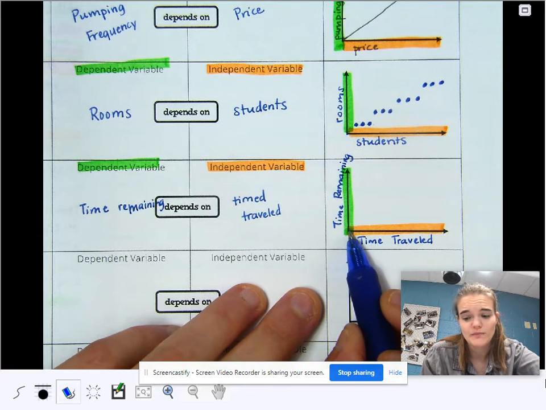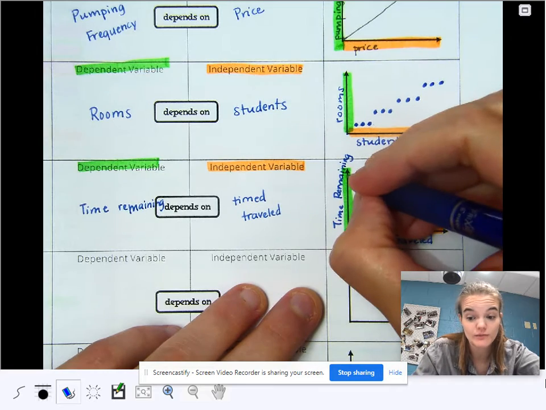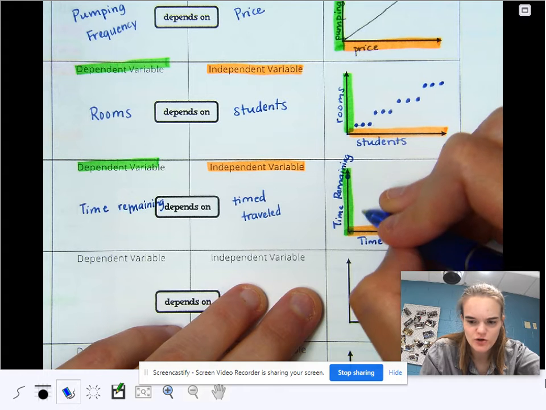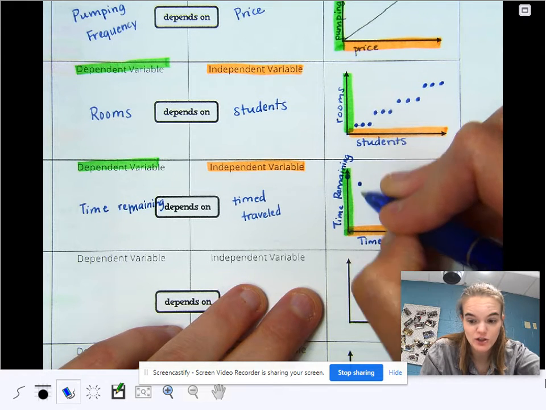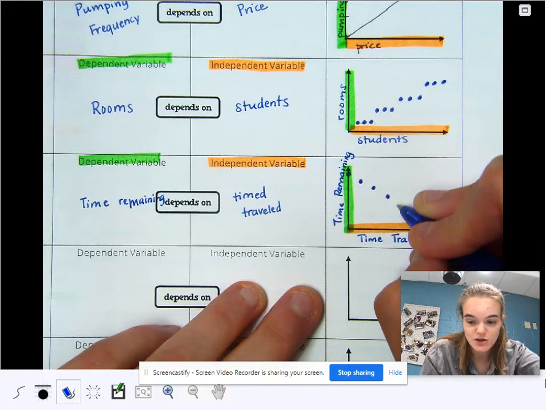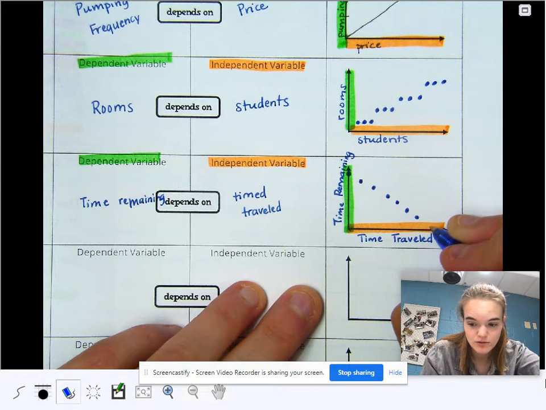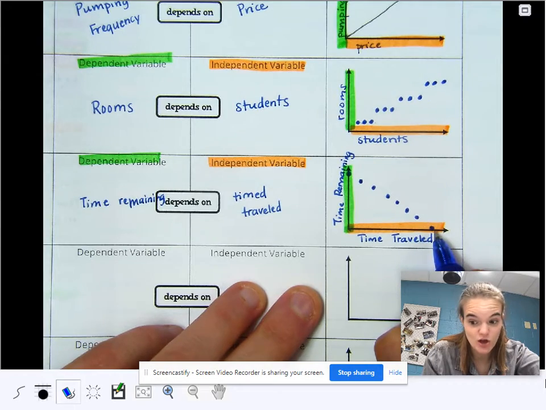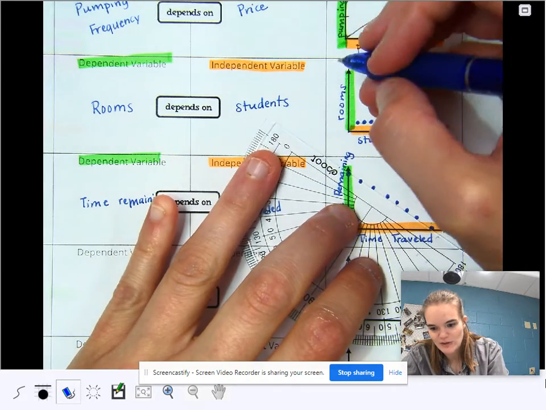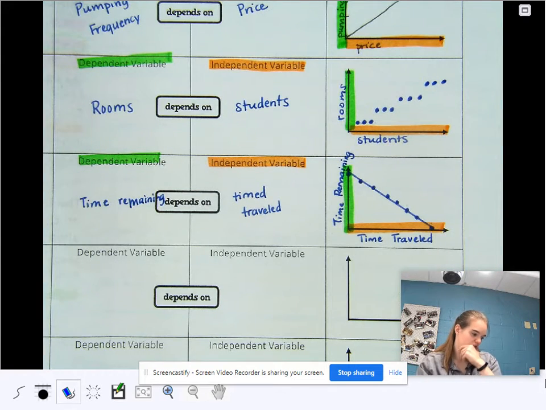In the beginning, on a trip, you have not traveled, you haven't spent any time traveling, which means you still have a long way to go. If we go to another time, I've traveled a little bit further, well, I don't have as much time remaining, but I still have a lot. I then continue to go down until my time remaining and my time traveled, I've traveled all the way there, and I don't have any time remaining. Now, this is actually a continuous graph because time can be measured in up to any kind of second, okay? Time can be traveled at any point, so this is a continuous graph.